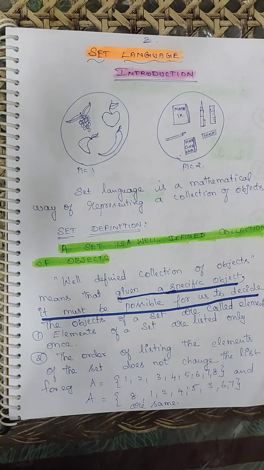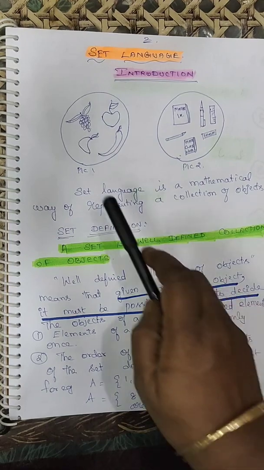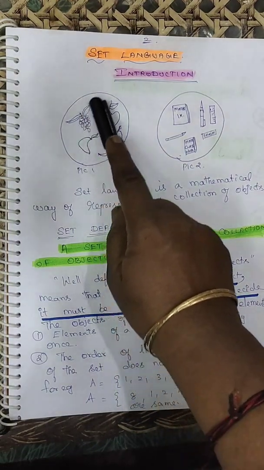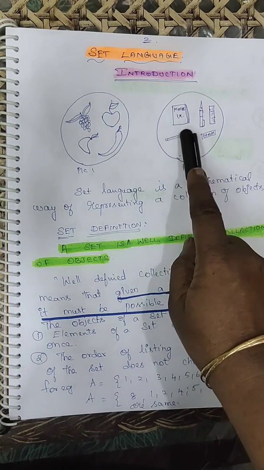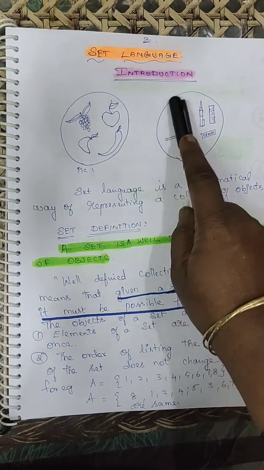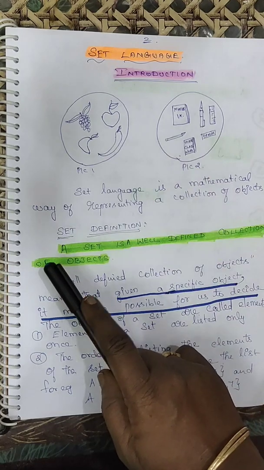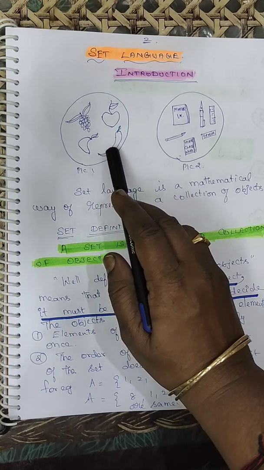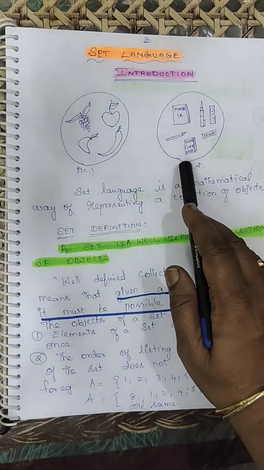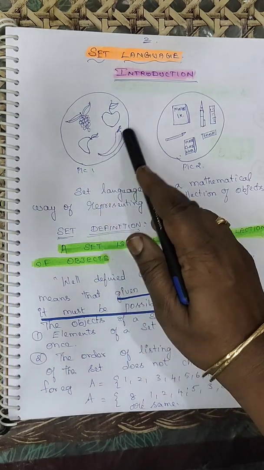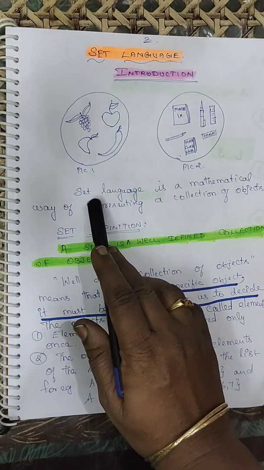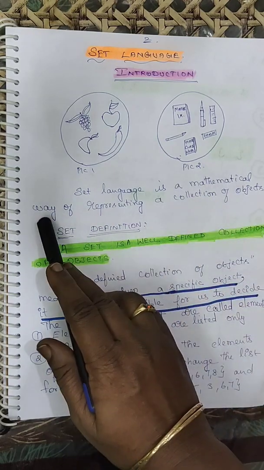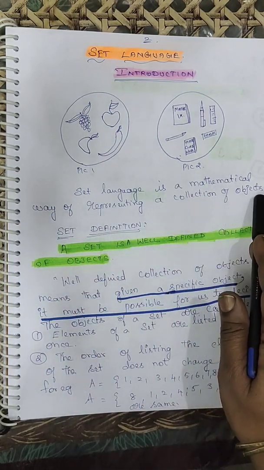In our daily life, we often deal with a collection of books, stamps, coins, etc. In the first picture, we have a collection of fruits. In the second picture, we have the collection of objects used in our maths classroom. In the first picture, we have collected the fruits which are of the same species. Now, set language is a mathematical way of representing a collection of objects.